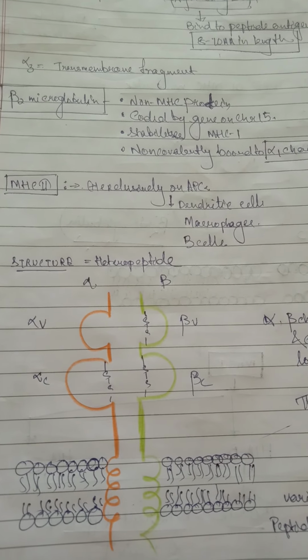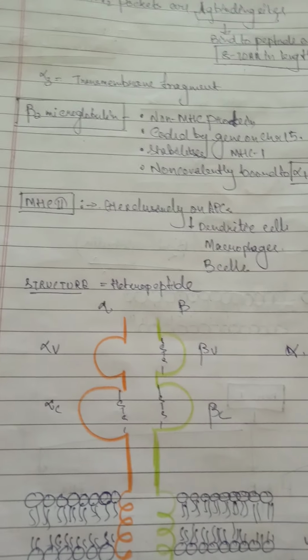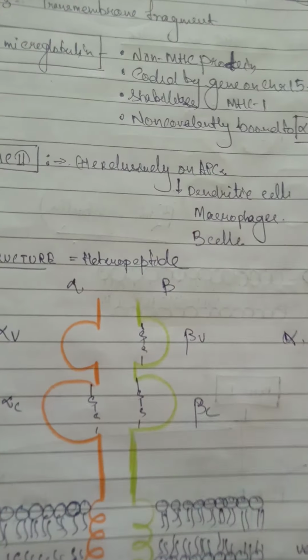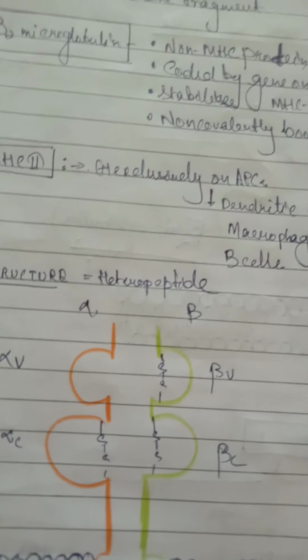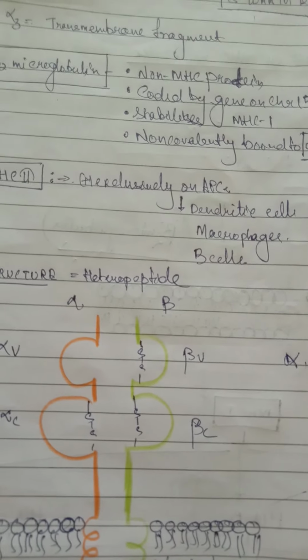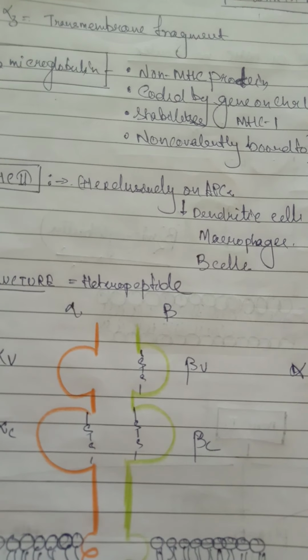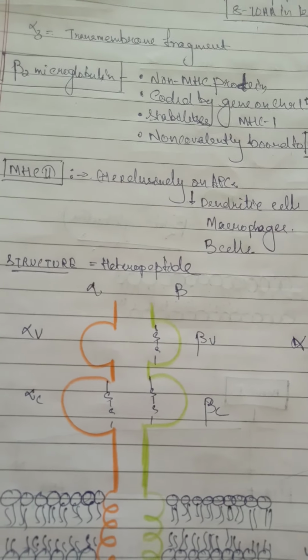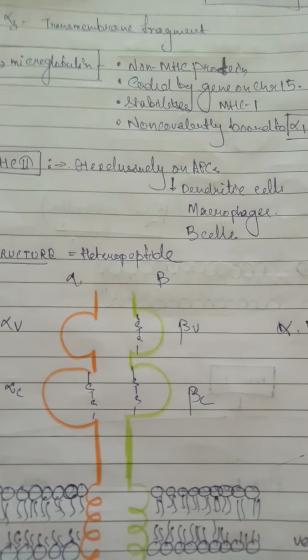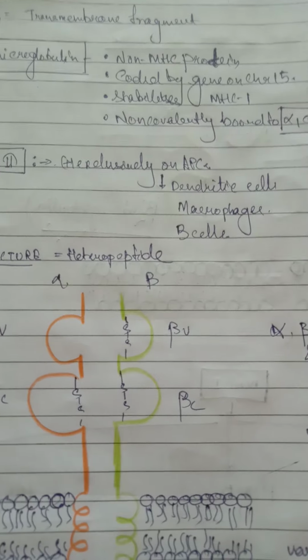Now coming to the structure of the MHC2 molecule. The MHC2 molecule has an HLA gene on chromosome number 6, and it has 3 loci, DP, DQ and DR, and each locus codes for 2 different types of proteins, that is alpha and beta.